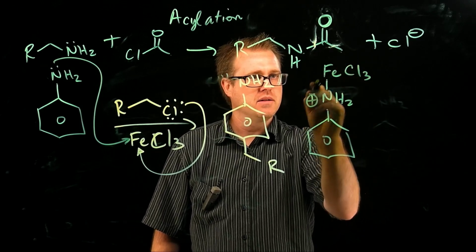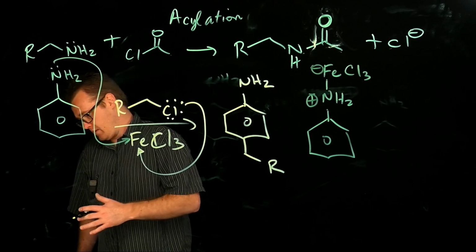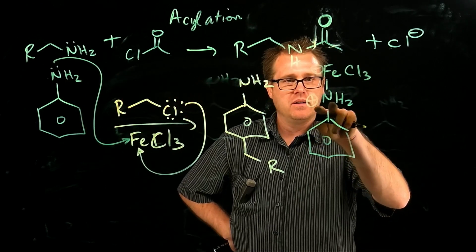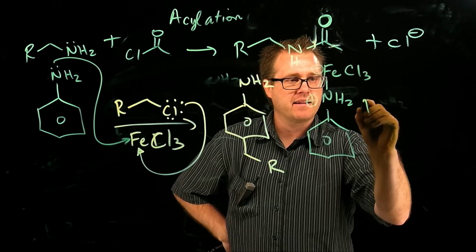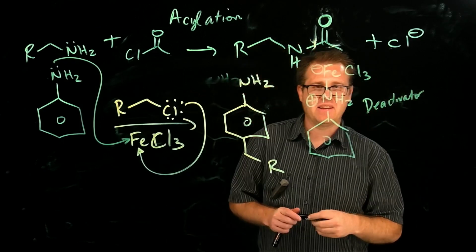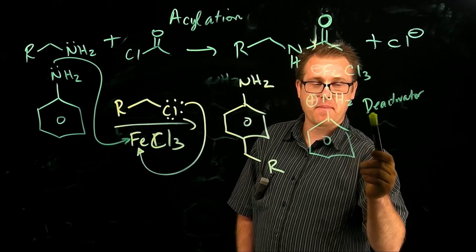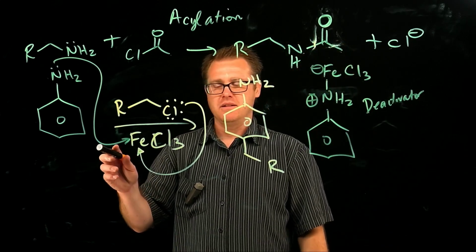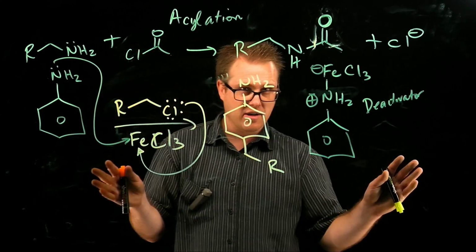That would be positive, that would be negative, right? And now what has happened? You've now turned the ring in. This species right here is now a deactivator. And you can't have deactivators on the ring to do Friedel-Crafts alkylation. So aniline with Friedel-Crafts just doesn't work.